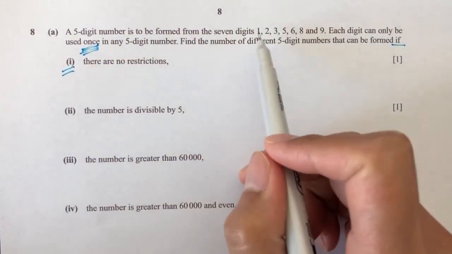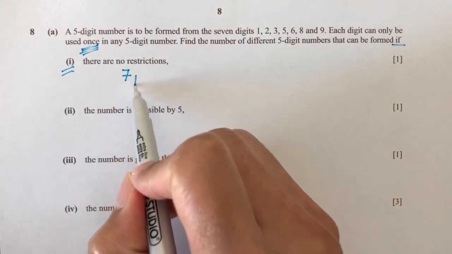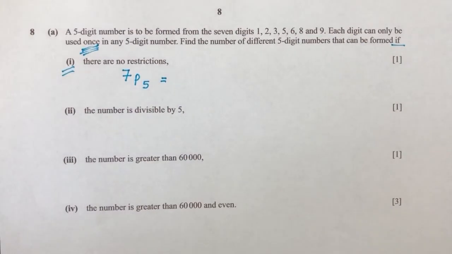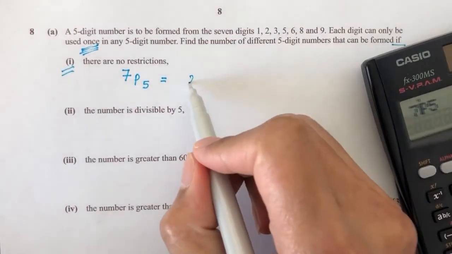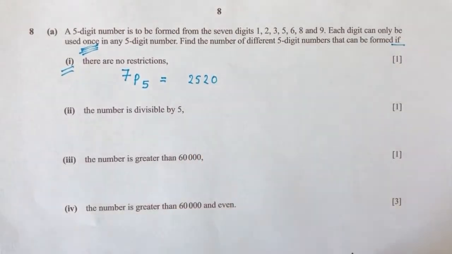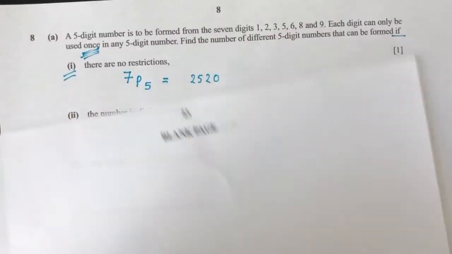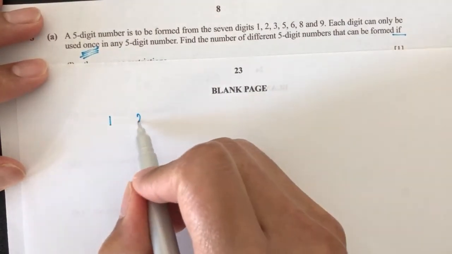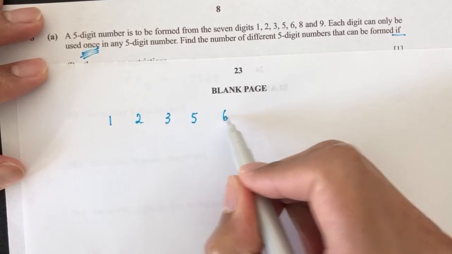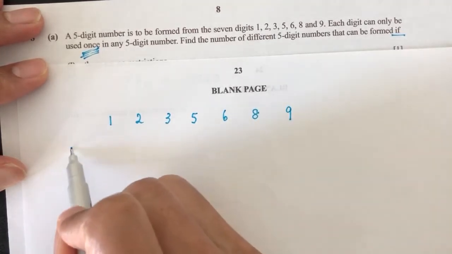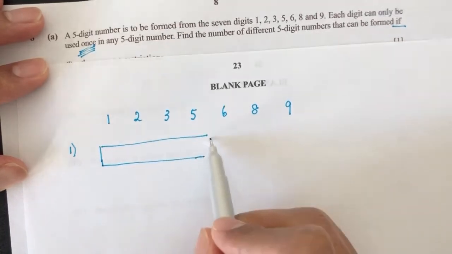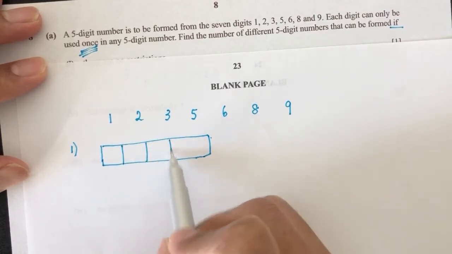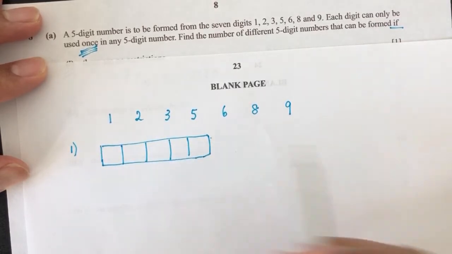This is pretty easy. So we have 7 numbers, 7P5 to find the answer. So 7P5 will be 2520. One other way to do this, I can do this over here. So the numbers that we have are 1, 2, 3, 5, 6, 8, 9. And for the first one, we have no restrictions. So we have to form a 5-digit number. So let's put a box here, and let's say these are my digits: 1, 2, 3, 4, 5-digit number.